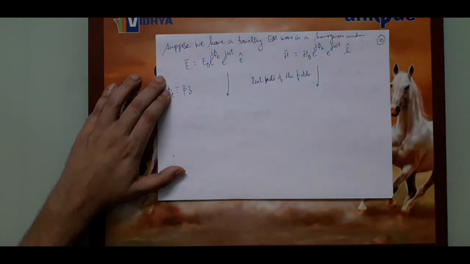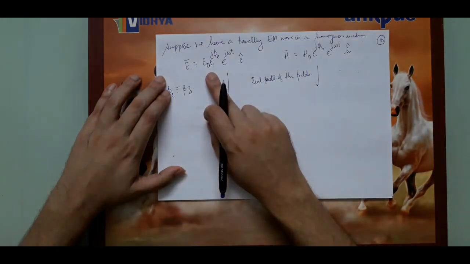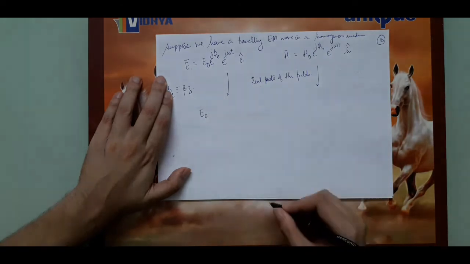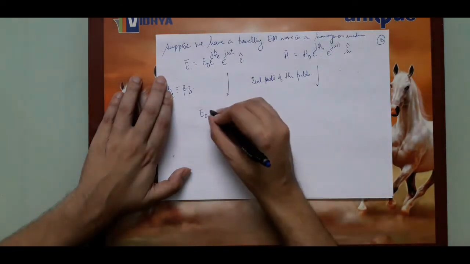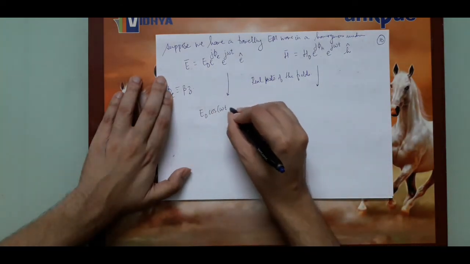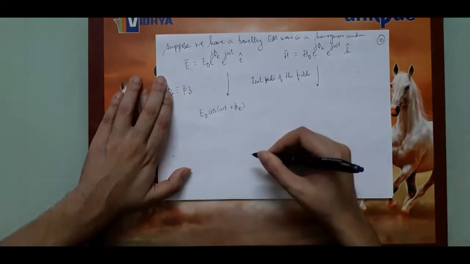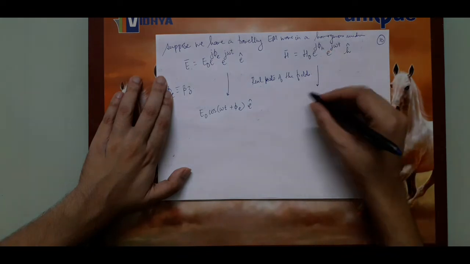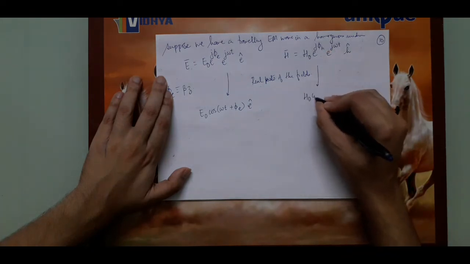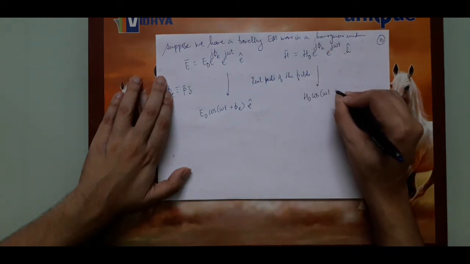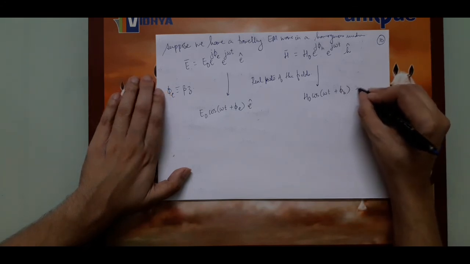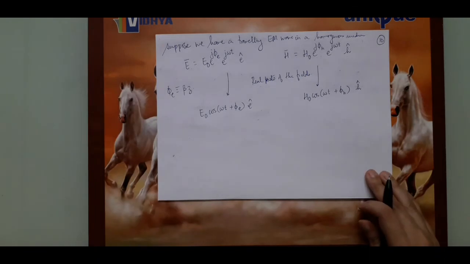So what would that be? We would get cos terms in both places. So the real parts we can find by writing E0 cos of omega t plus phi e times the E vector. And for the magnetic field, we will have H0 cos omega t plus phi h times the H vector.